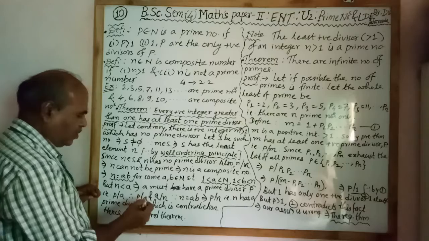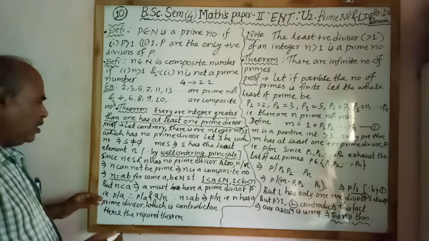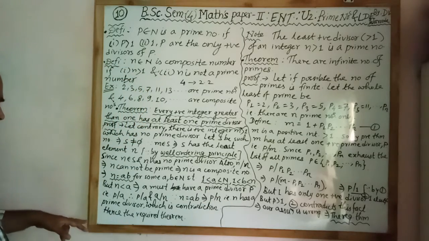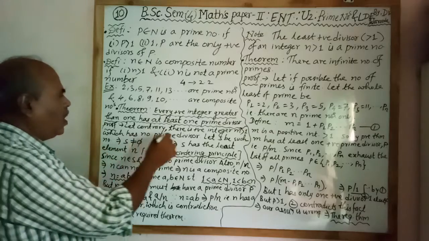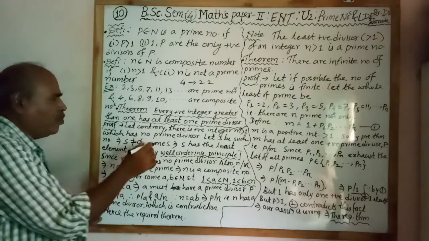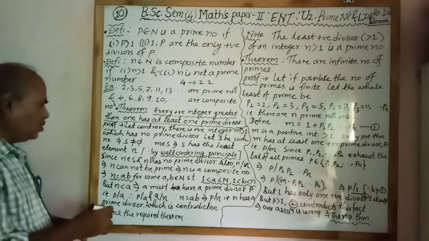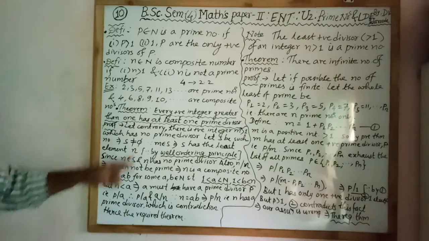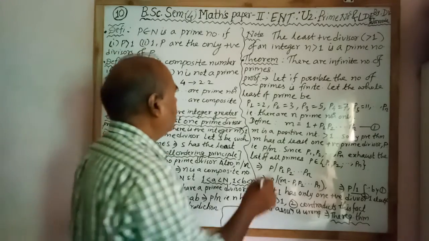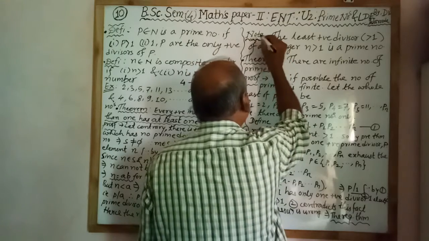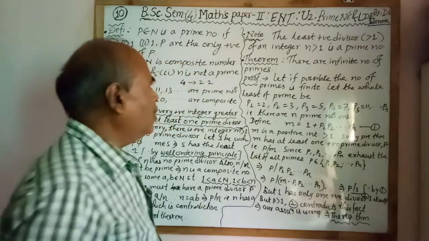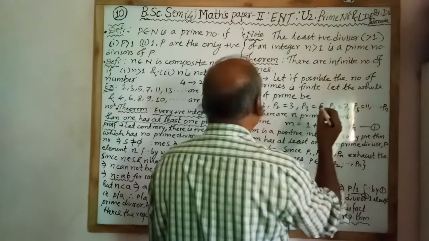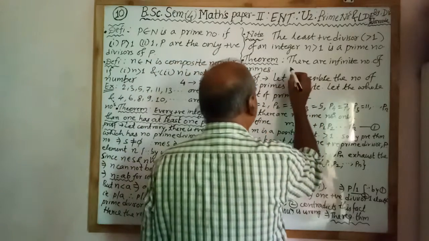Therefore, p divides a and a divides n, since n equal to ab. This implies that p divides n, that is, n has a prime divisor, which is a contradiction to our assumption that there is a positive integer m greater than 1 which has no prime divisor. So the assumption is false. Hence we have the theorem: every positive integer greater than 1 has at least one prime divisor. Then we make a note: the least positive divisor greater than 1 of an integer n greater than 1 is a prime number. Then we see the theorem: there are infinitely many primes.